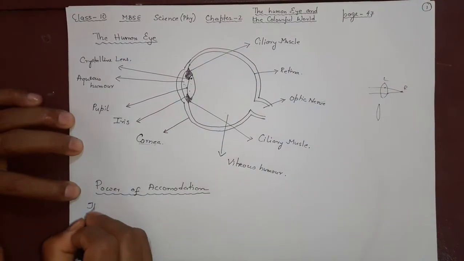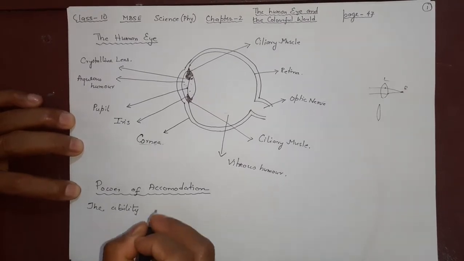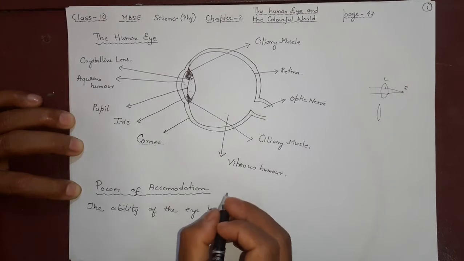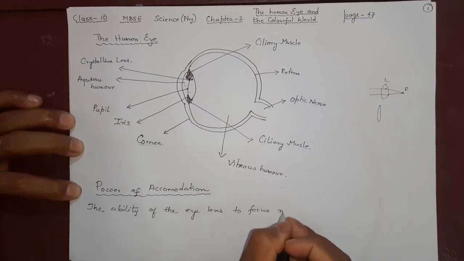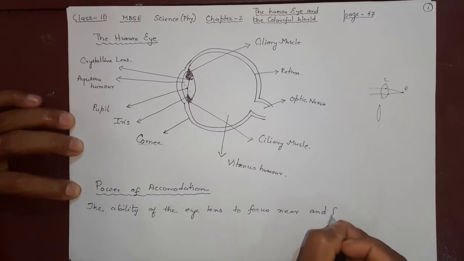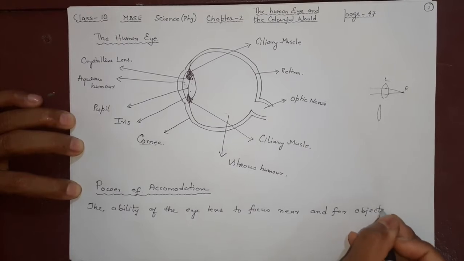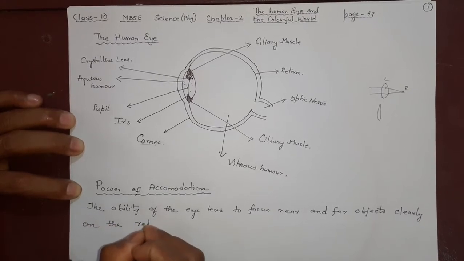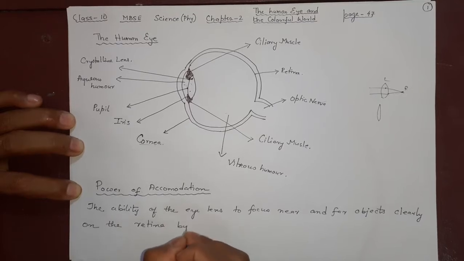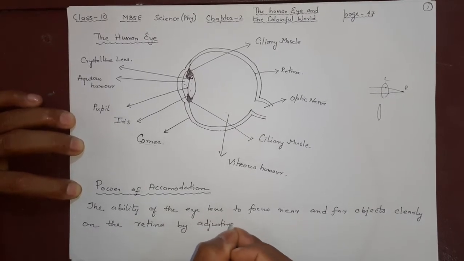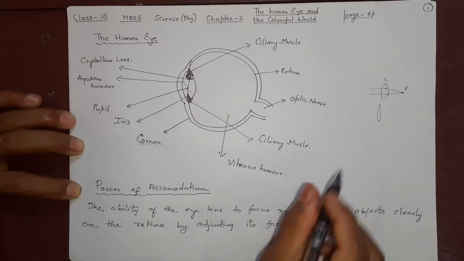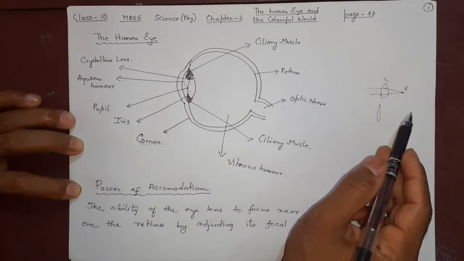Now it is the ability of your eye lens, remember eye lens, to focus near and far objects clearly on the retina. Understand? On the retina. By how? By adjusting. Because of this adjusting, we call it accommodation. By adjusting its focal length. How will the lens adjust its focal length? By becoming thick, it makes the focal length less. By becoming thin, it makes the focal length big.